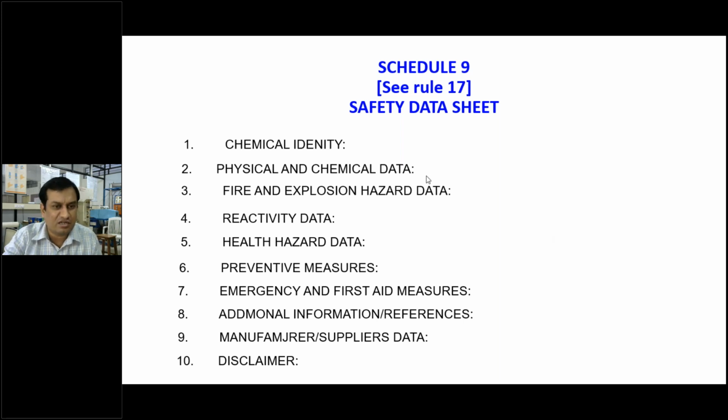So these 10 points are chemical identity, physical and chemical data, fire and explosion hazard data, reactivity data, health hazard data, preventive measures, emergency and first aid measures, then additional information or references, manufacturer or supplier data, and disclaimer. All these points and sub-points, with detailed information and examples, we have already discussed in one of the sessions, which has material safety data sheet as its title.